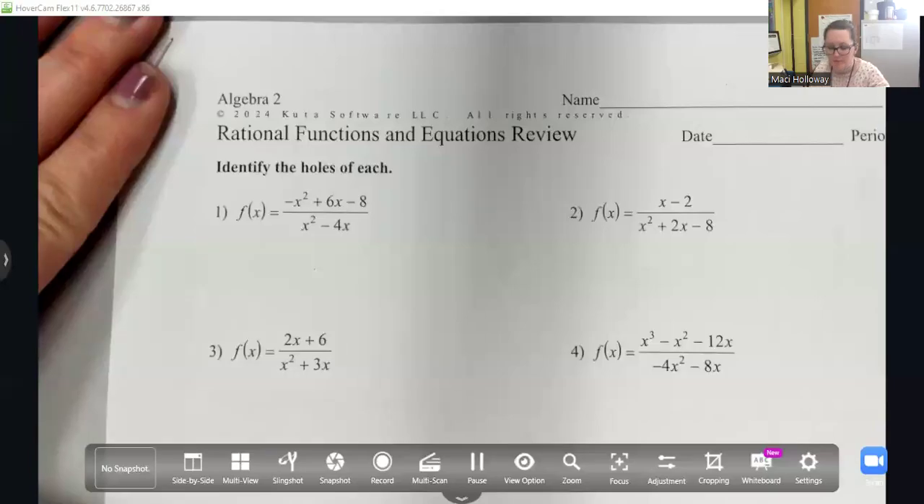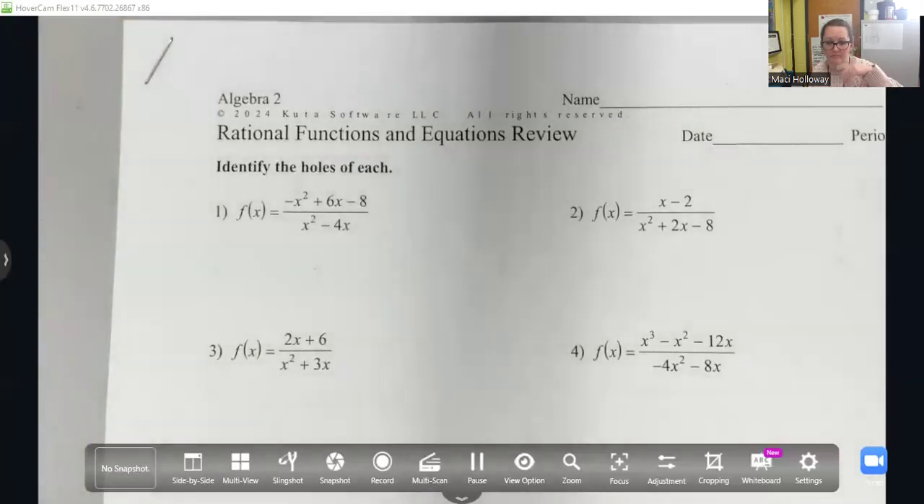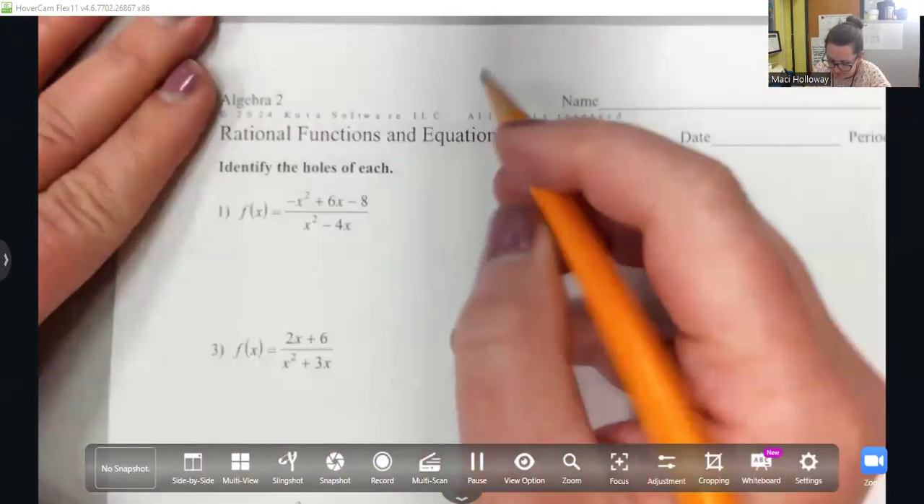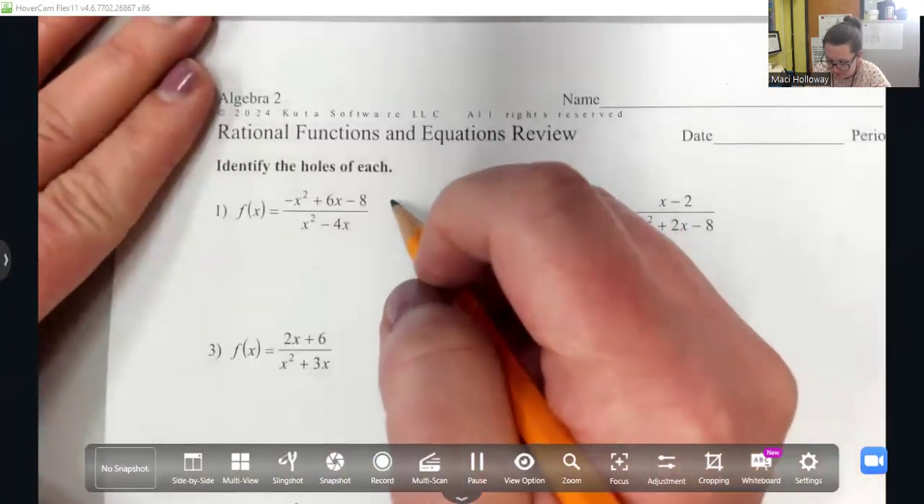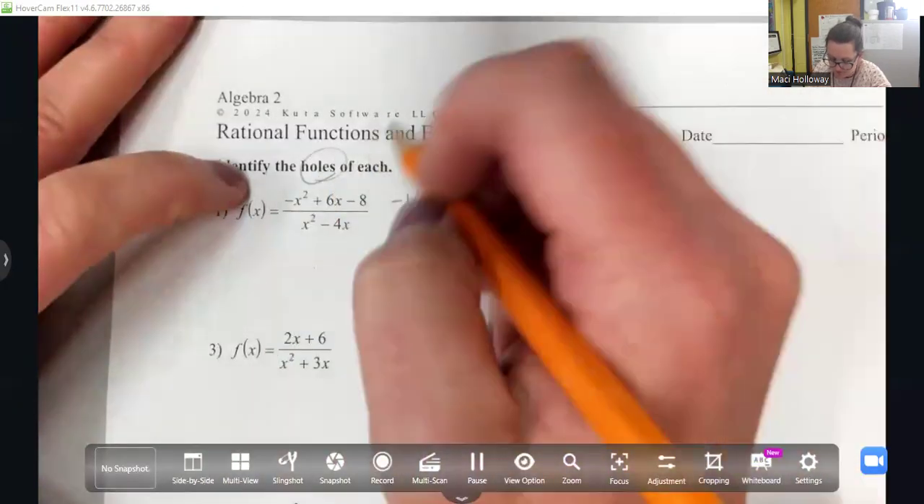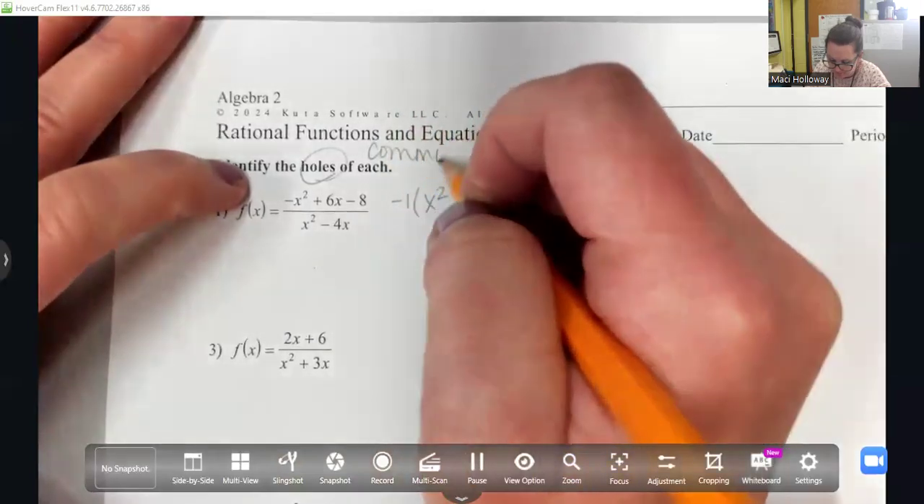All right, let's go over the review. I'll start. I don't know if this is being timed, but I'll try to go quickly through it. That way, if you need to speed it up, you can, or slow it down, you can. So I'm going to factor first here. Remember, finding the holes is the common factors.